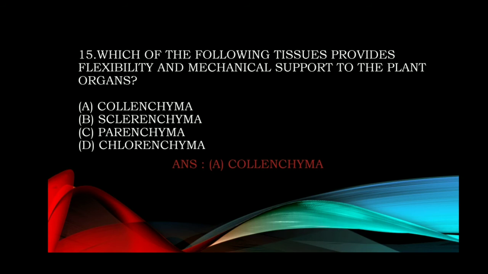Question number 15. Which of the following tissues provides flexibility and mechanical support to the plant organs? Options A, collenchyma, B, sclerenchyma, C, parenchyma and D, chlorenchyma. So it is very clear. The correct option is option A, collenchyma.